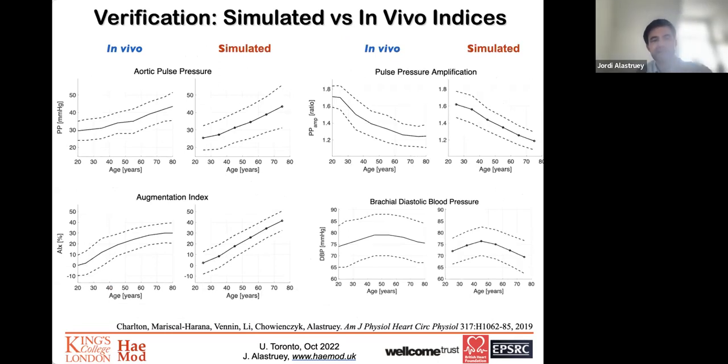And we also compared indices that can be calculated from the simulated pulse waves across age groups with corresponding in vivo indices from populations of real subjects. And here you have a few examples. So we found that the trends, and in most cases, even the values, were similar between the two, the simulated and in vivo. And it is important to note that these indices were calculated from the simulated pulse wave signals, and they were not imposed as input parameters to the simulation.